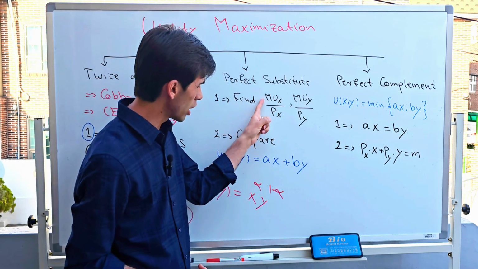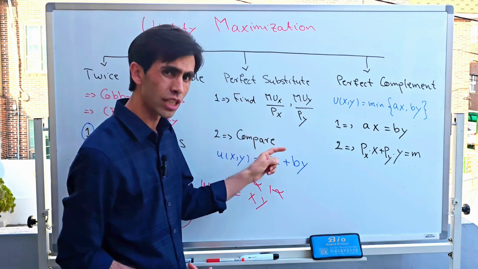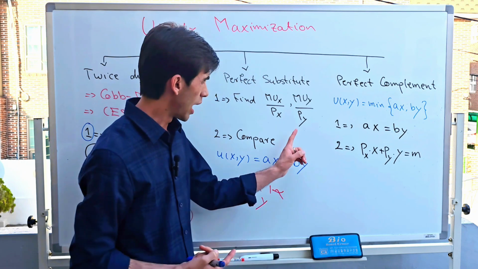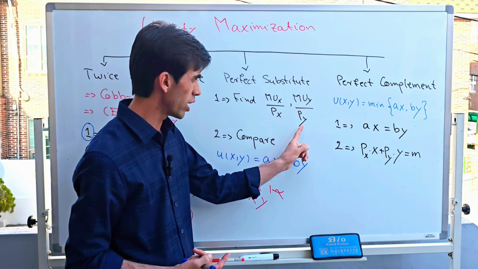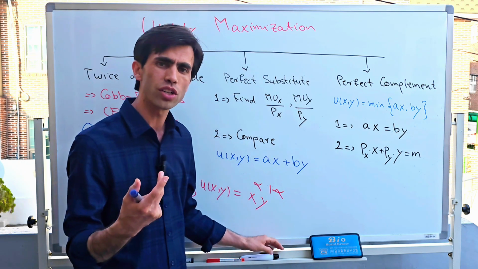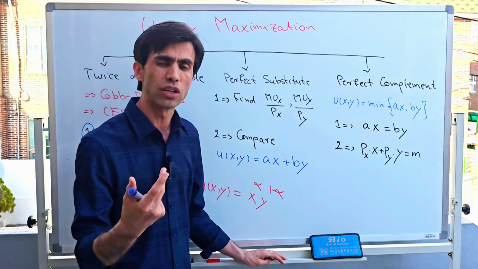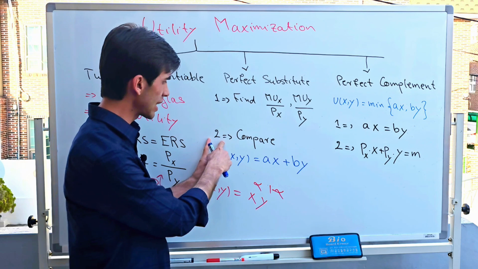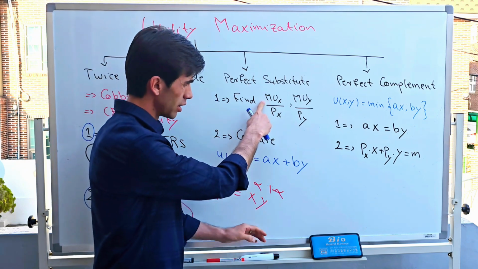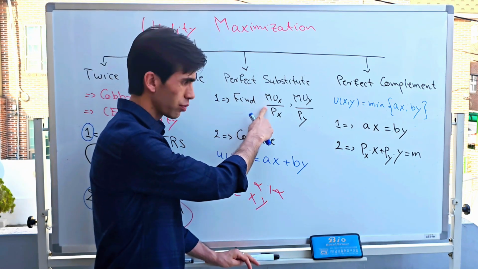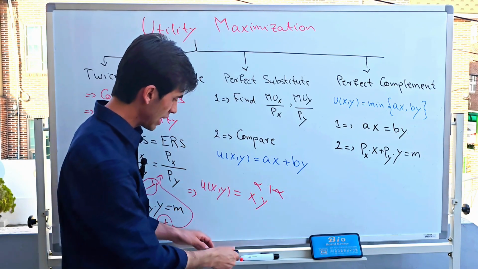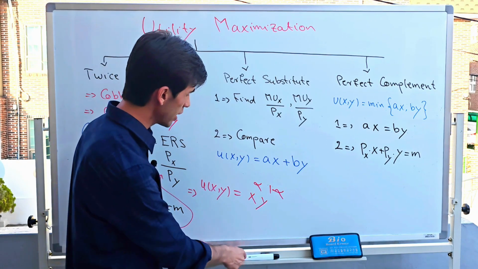The marginal utility of x divided by px is called the marginal utility per dollar of x. And the marginal utility of y divided by the price of y is called the marginal utility per dollar of y. So if we find these, the second step is to compare the marginal utility per dollar of x with the marginal utility per dollar of y. So what will be the solution?